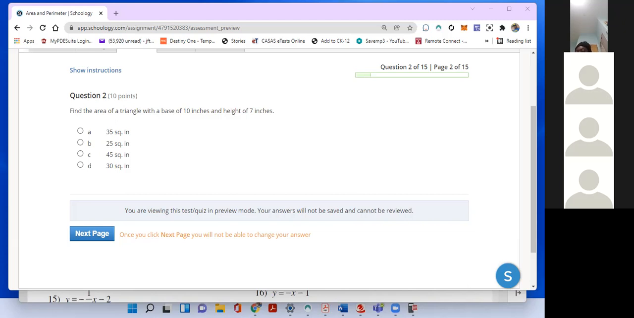A, B, C, or D. The area of a triangle with base of 10 and a height of 7. I'm gonna add a minute. That was the 2-minute mark, so this is the last minute. I give everybody 3 minutes.